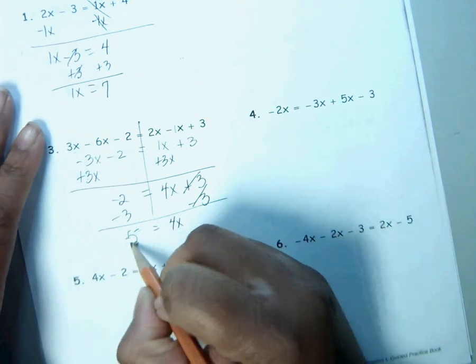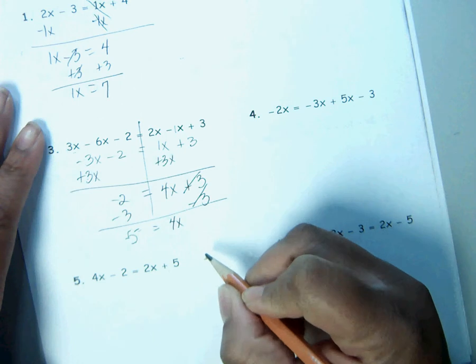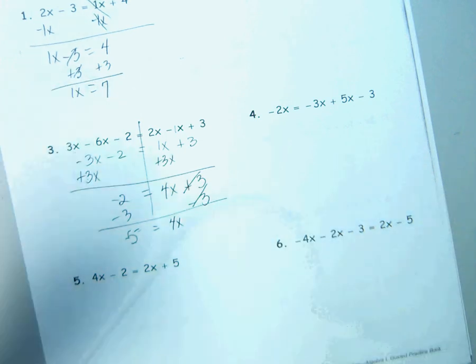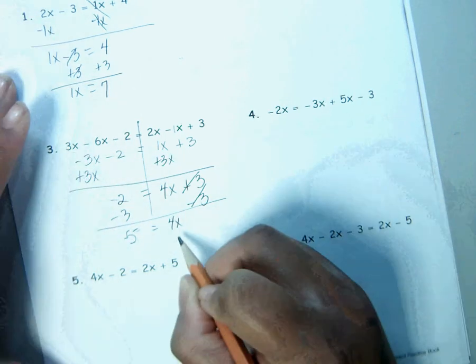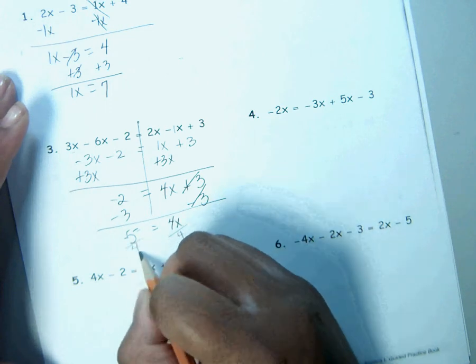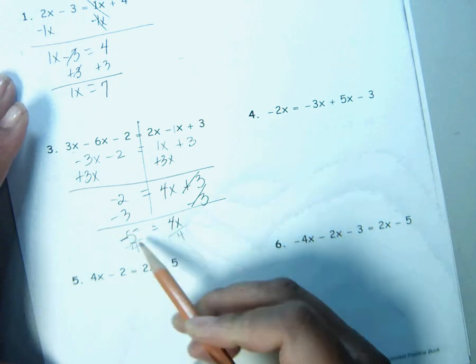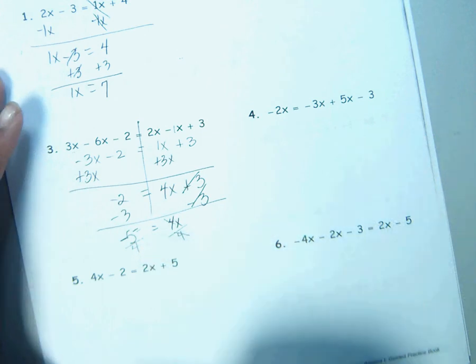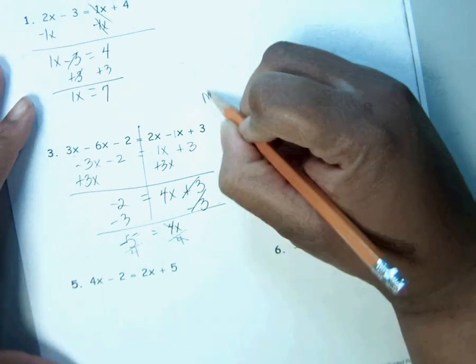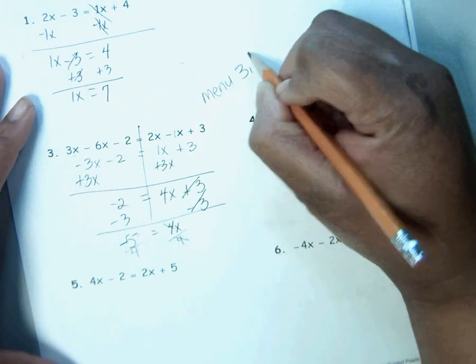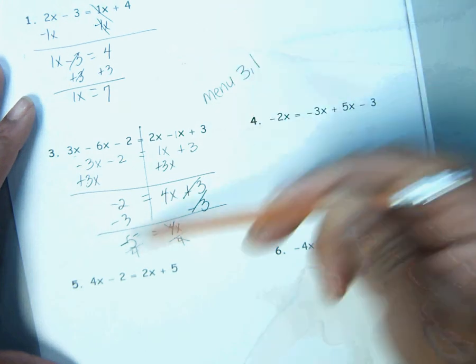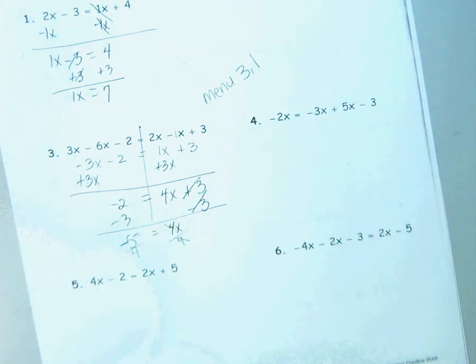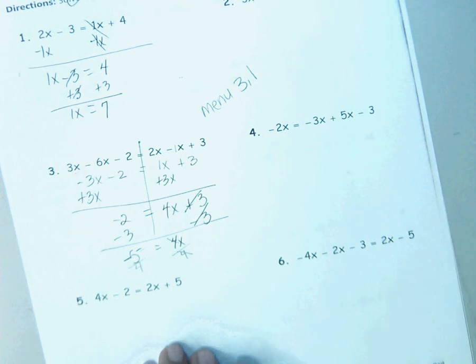Negative 5. And then I divide by 4. And so my answer is negative 5 over 4. I want you to use menu 3-1 to check the answers for each one of these to see if you got it correct. If it's wrong, go back and fix it.